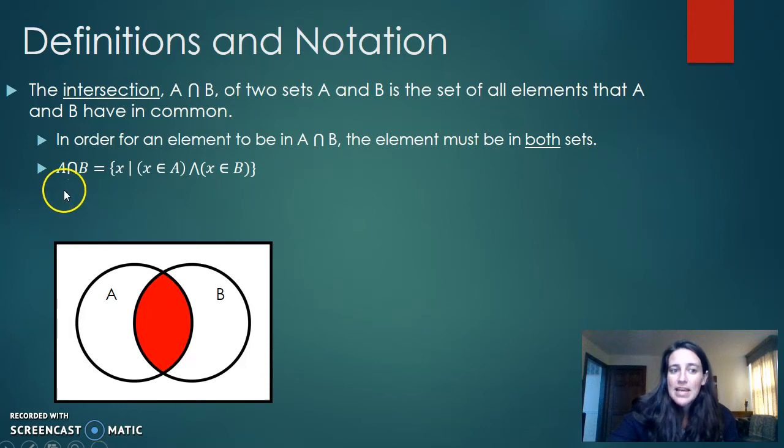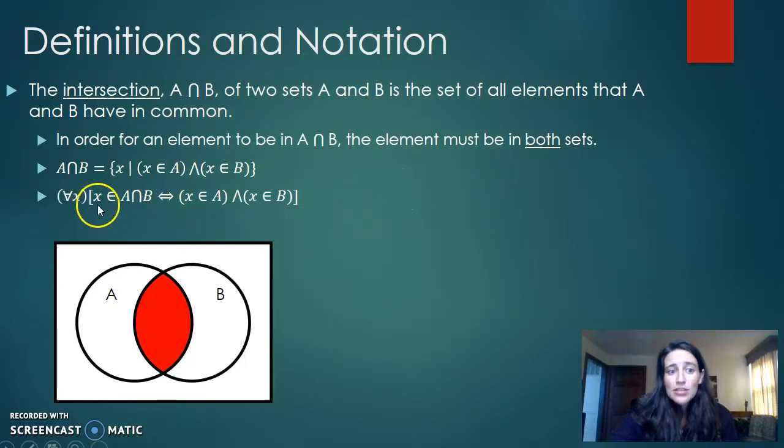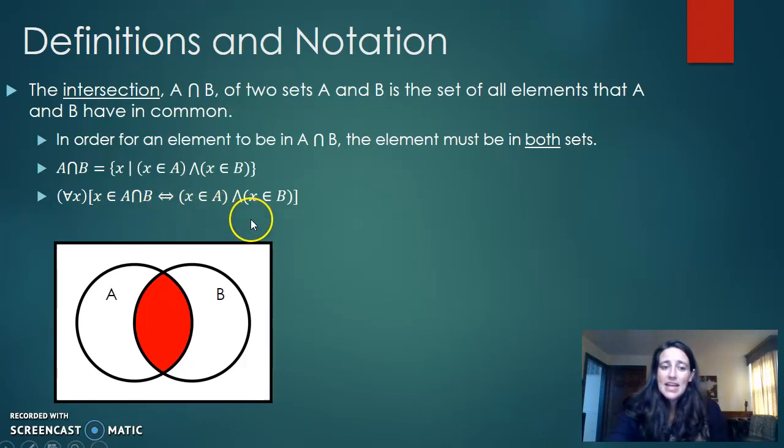So in symbols, what we're saying is that A intersect B is equal to the set of X such that X is in A and X is in B. And we get another logical equivalence. For all x, x is in A intersect B is logically equivalent to saying x is in A and x is in B.